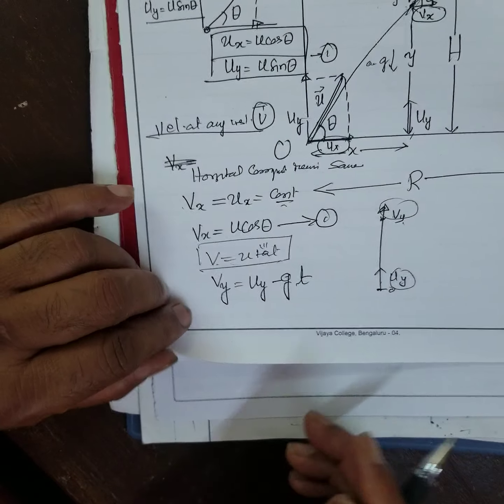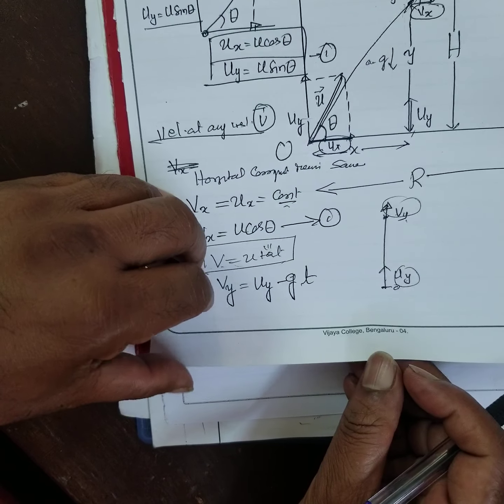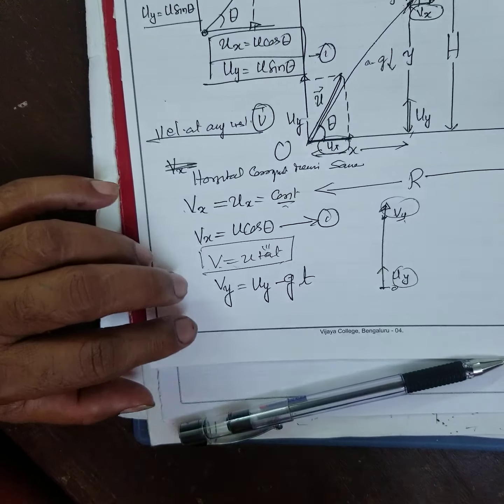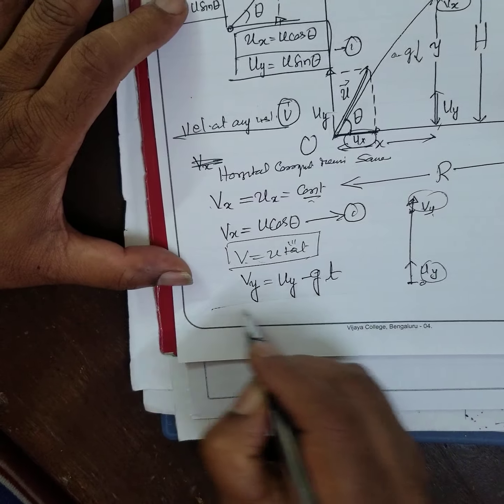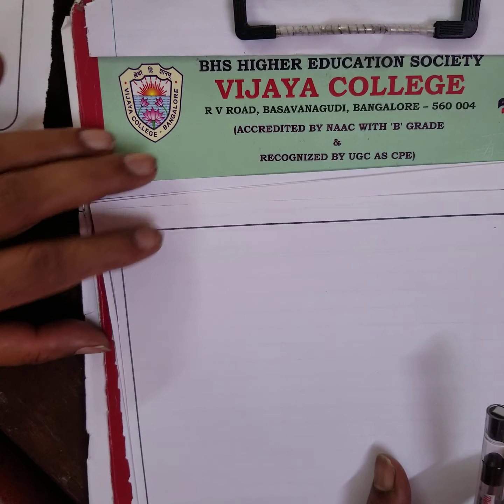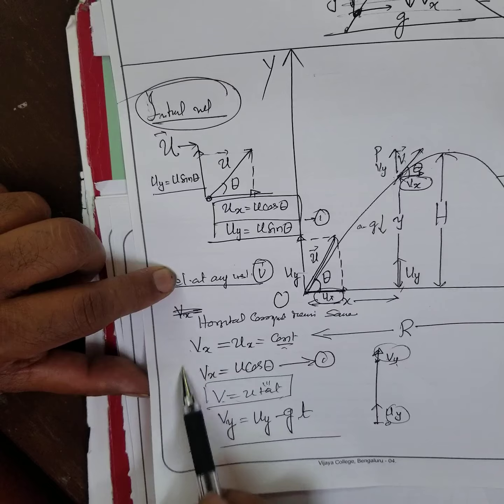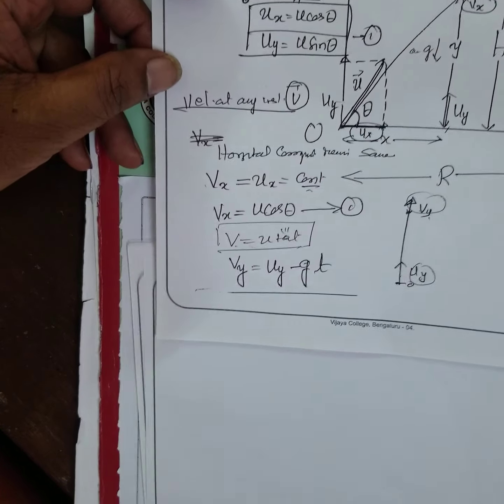Got it? Therefore, now v is equal to u plus at. Just you do this. And here I use this equation, vx.